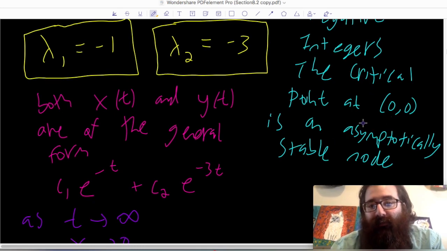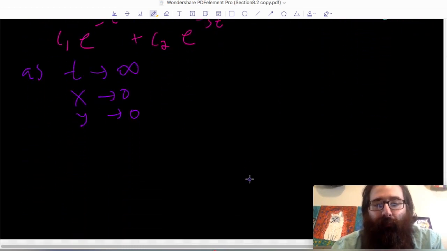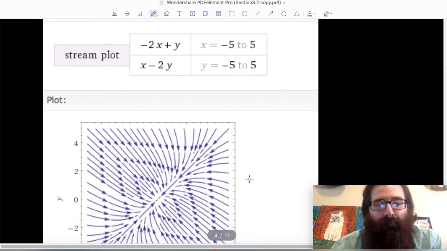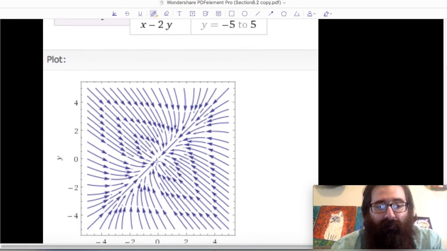So we said 0, 0 is an asymptotically stable node. Let's see what we get here. Here I have just a stream plot, with 0, 0 right at the center. We see that we're stable. All of our trajectories are moving towards that critical point. So we're able to verify what we said visually with some idea of a phase portrait.